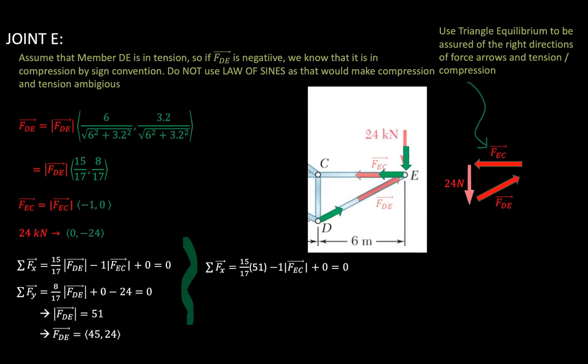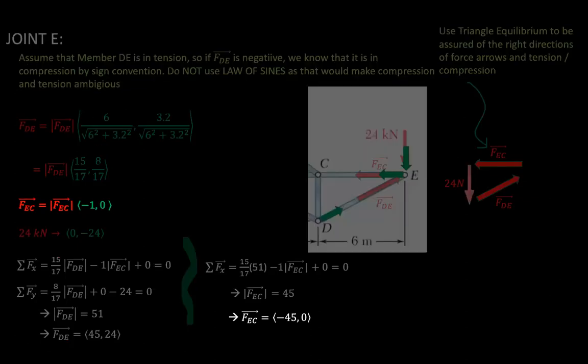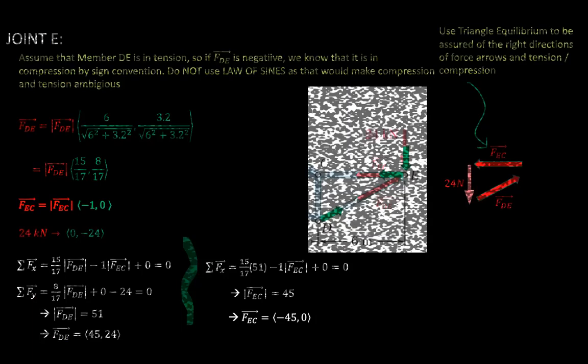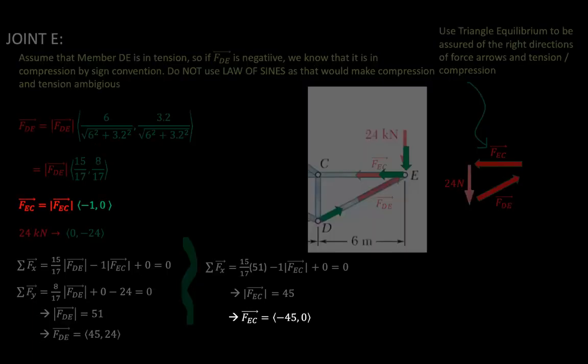So plugging in FDE into the sum of the X forces, we can solve for the magnitude of FEC. The magnitude of FEC is equal to 45 kilonewtons. That gives us that FEC as a vector is equal to negative 45 comma 0. As we can see here, because of plugging in to that equation.